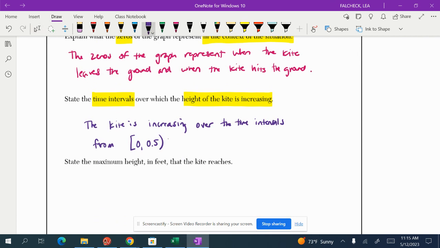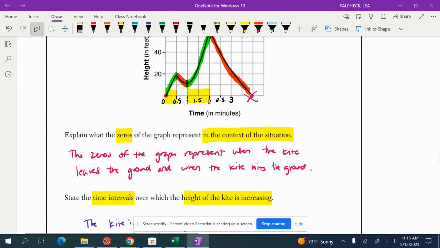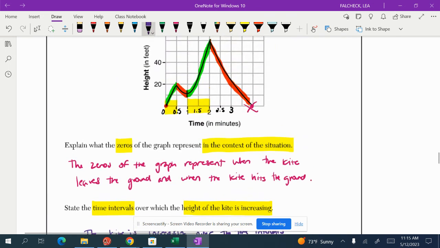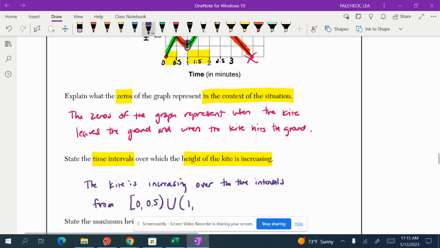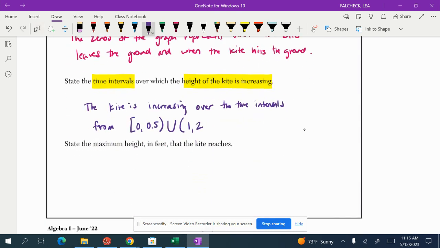And then the other, if we're going to write a union of two intervals, we would write is increasing from 1 to 2. We're not including either because at that minimum here, and then again at that maximum, the kite is neither increasing nor decreasing. If this notation kind of freaks you out a little bit, you can just write from 0 to 0.5, and again from 1 to 2, and writing it down like out in a sentence like that is totally acceptable as well. Okay. Now let's look at the last part.